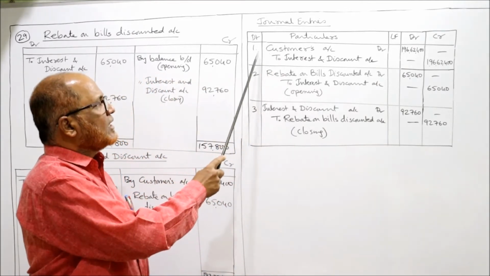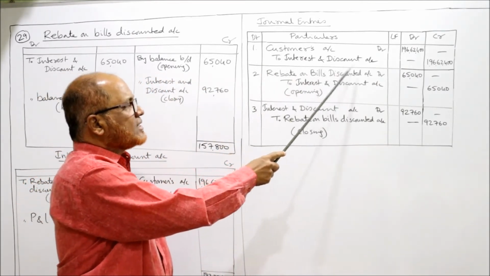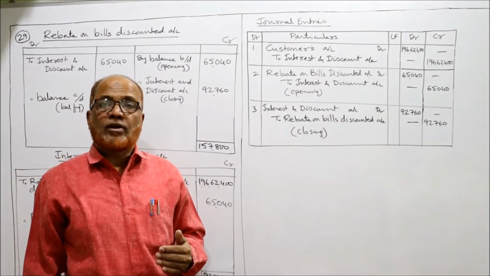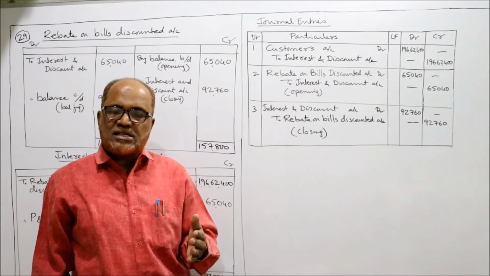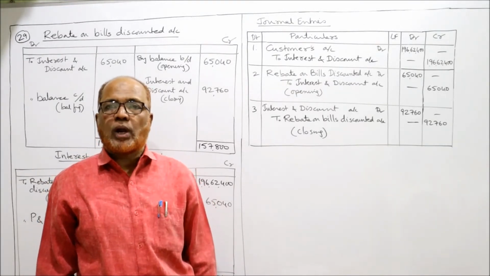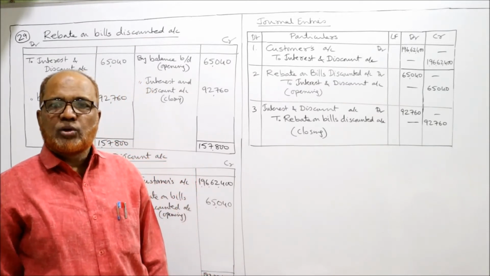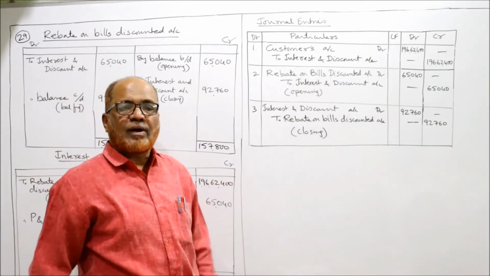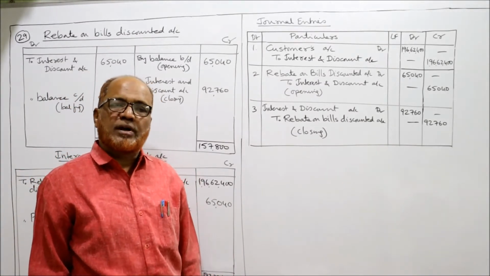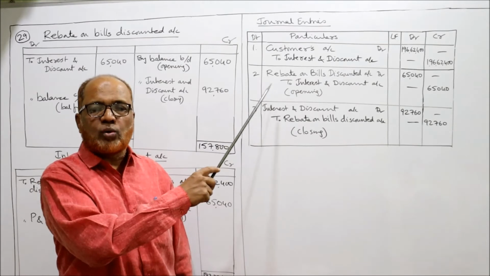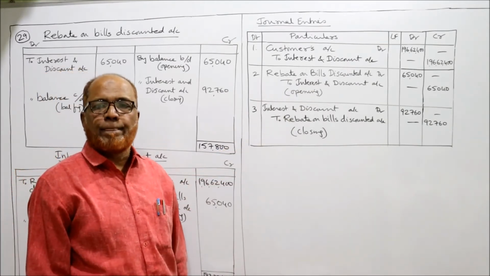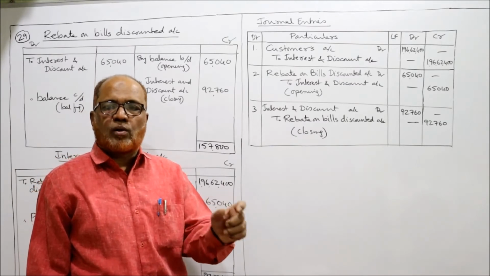Journal entries. First journal entry: customers account debit to interest and discount. Interest and discount is an income for the bank. For the bank, interest and discount is an income, so its account will be credited. All incomes will show credit balance. So interest and discount will be credited. From whom has this interest and discount to be received? Customers. So customers को debit कर देंगे. तो customers account debit to interest and discount 1,96,62,400, being the interest and discount received.